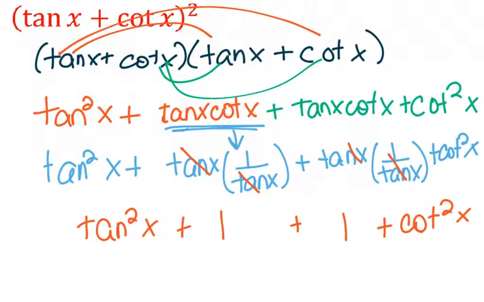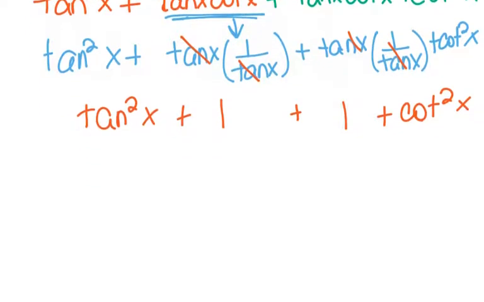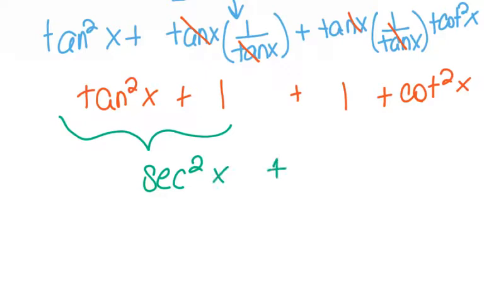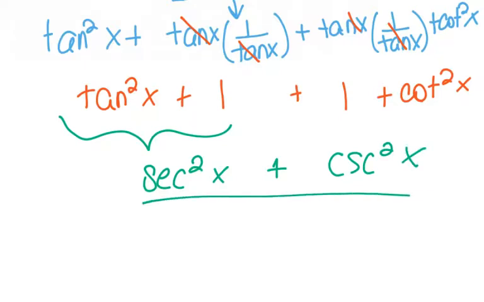All right, so now looking at your Pythagorean identities, instead of adding 1 plus 1, because it would be pointless to do that at this point, let's replace tan squared x plus 1 with secant squared x. And 1 plus cotangent squared x is equal to cosecant squared x. And this is your final answer.